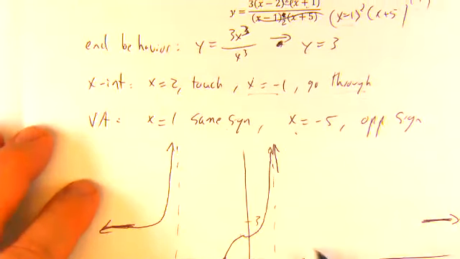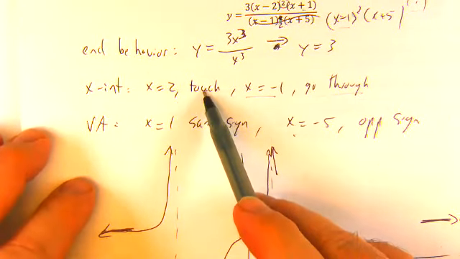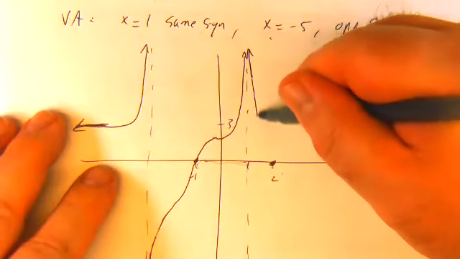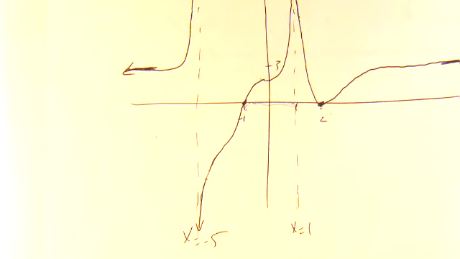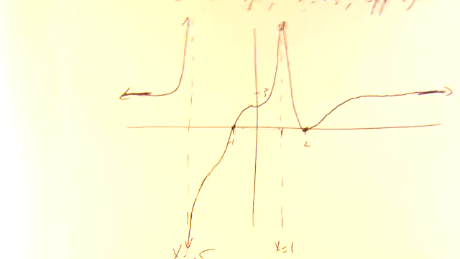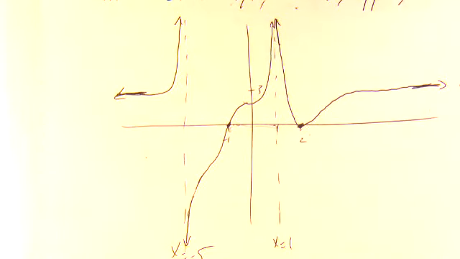X equals 2 is an x-intercept where we touch the graph. So we come down, touch the graph, and end up at our end behavior. And so there's the graph of our function. So it's not too bad graphing rational functions. It's sort of following through this game.